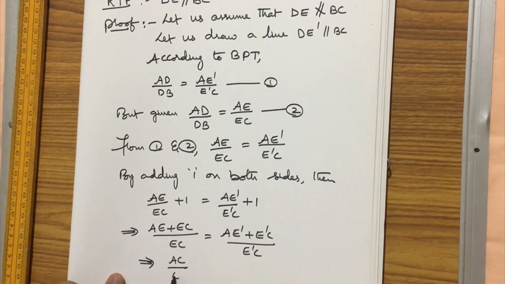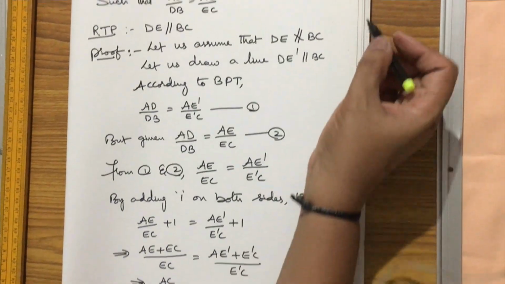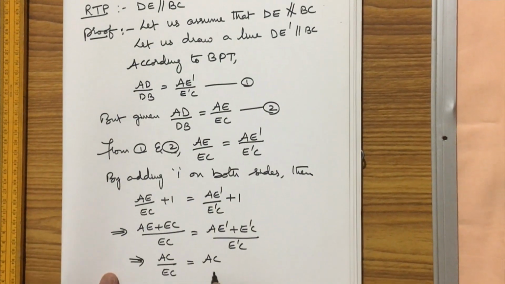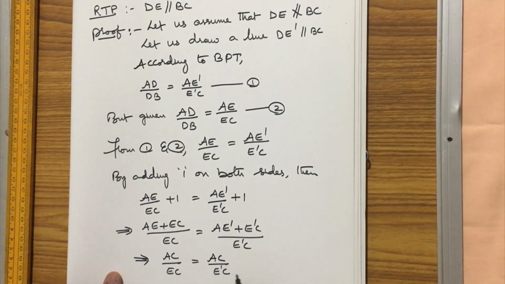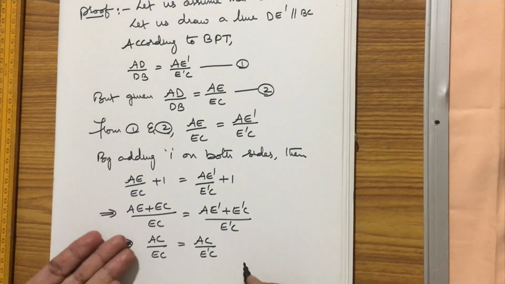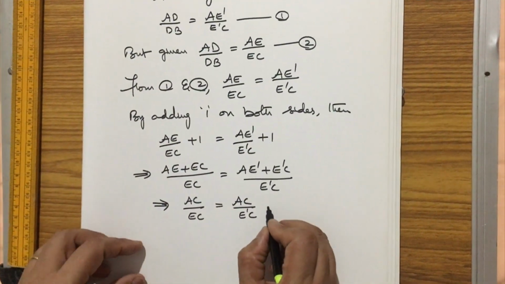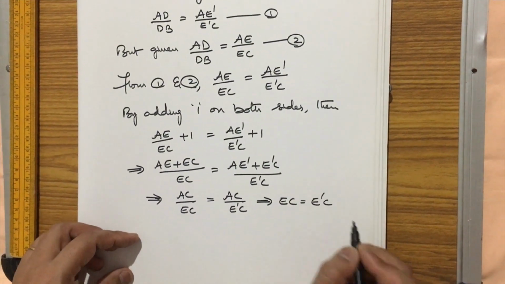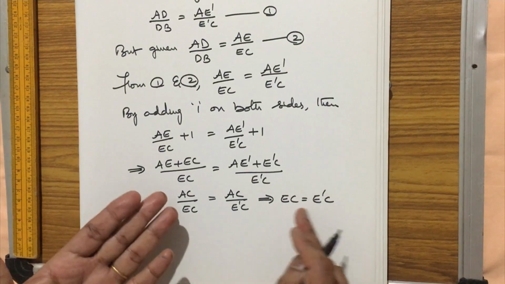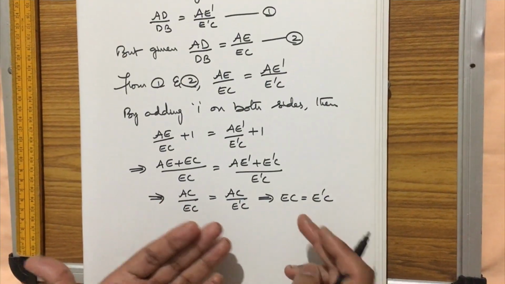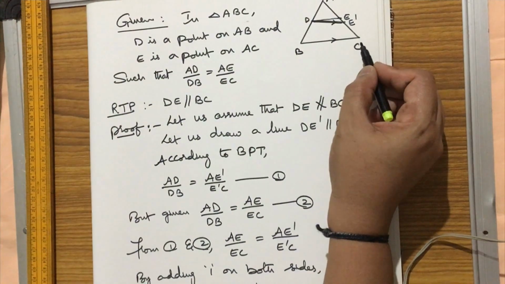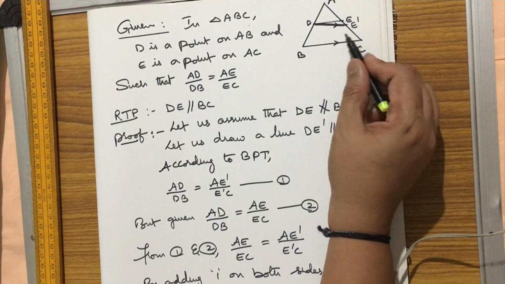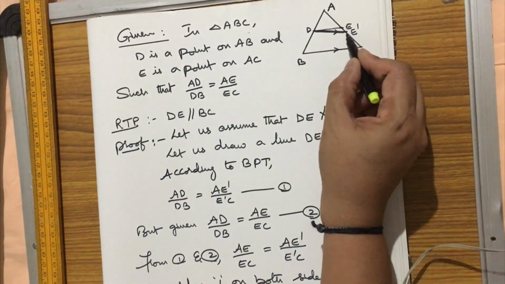AC by EC is equal to, and here you see AE dash plus E dash C is how much? Again it is also equal to AC. See here, numerators are equal in both the ratios, then you can equate the denominators. This is possible when two line segments are drawn, E and E dash at different places, and C is the same. So EC is equal to E dash C is possible only when these two coincide with each other.